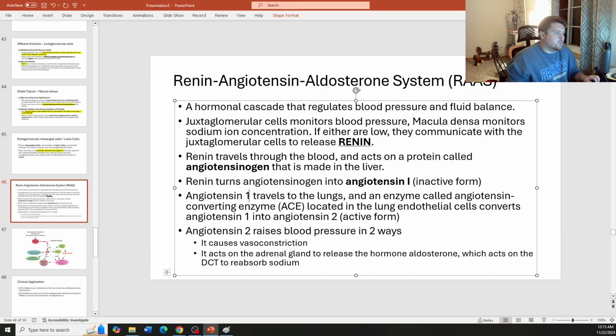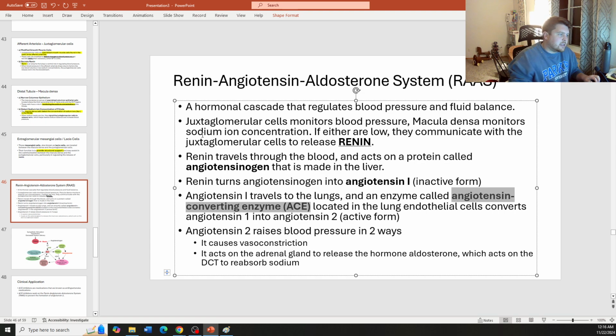Next, angiotensin 1 travels to, I'm going to put this in the proper Roman numerals format because that's where you're going to see it. Angiotensin 1 travels to the lungs, and there is an enzyme called angiotensin converting enzyme, known as ACE, which is located in the lung endothelial cells.